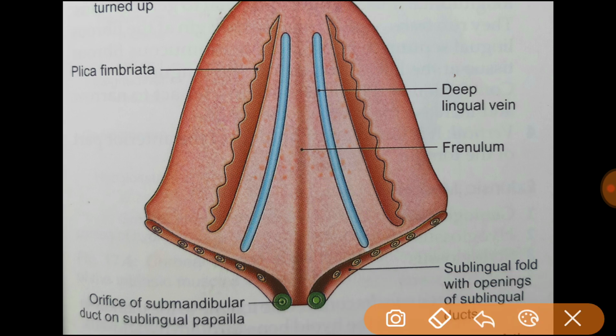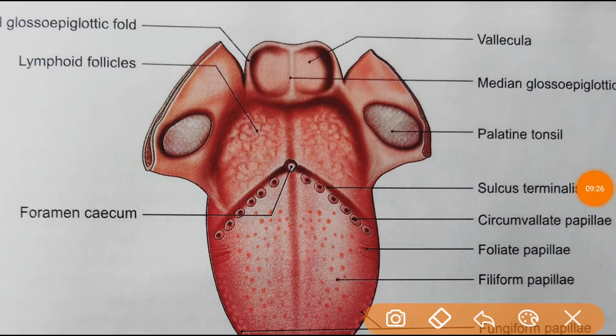If you look here, this is the sublingual opening for the sublingual duct, and between these is the submandibular duct, the orifice of the submandibular duct on the sublingual papillae. Here the two limbs of the sulcus terminalis meet at the point called the foramen cecum.